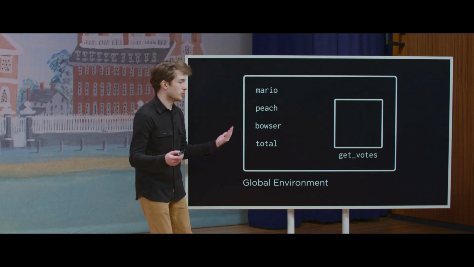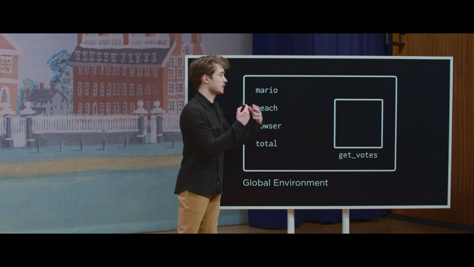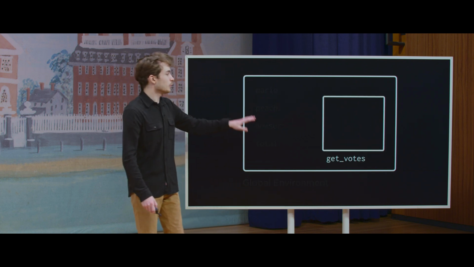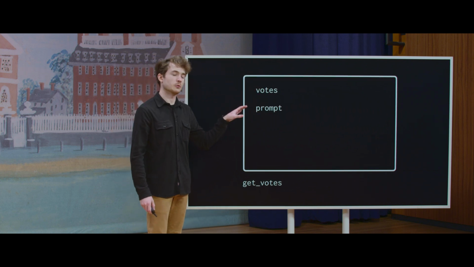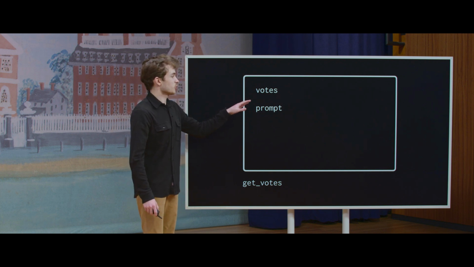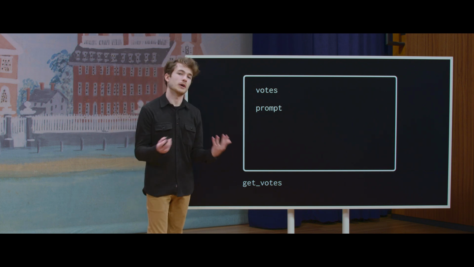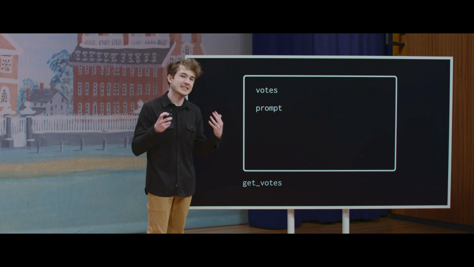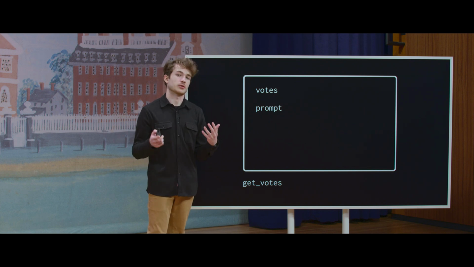If we want to use those, we need to metaphorically zoom in or go inside that function's context to then be able to use and see those values, like votes and prompt. But for our sake, as the programmer, these objects are only defined inside the scope of now our function, which is why we can't see them in our global environment, as we saw in R.